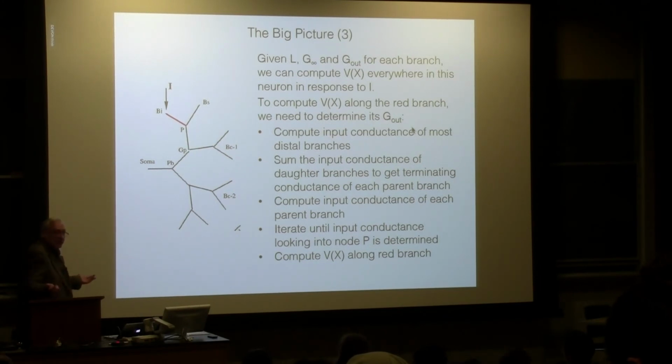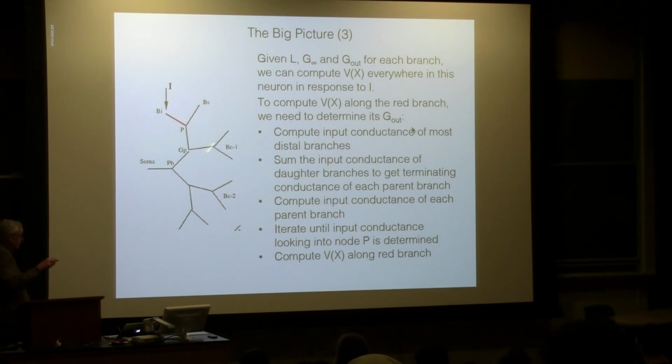I didn't give you an equation for that one, but there is an equation, and it can be figured out iteratively. So how do we do that? Let's think it through for just part of it. Let's forget all this stuff down here. Let's say this was the structure. How do I get the input conductance looking into this port of the dendrite?